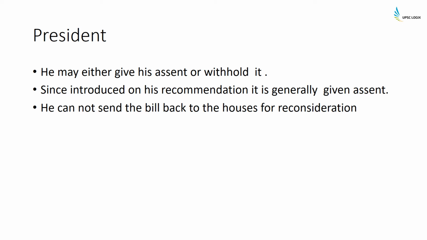Once the bill comes back from the Rajya Sabha to the Lok Sabha, it goes to the President for his approval. Now, since this particular money bill is introduced in the House by the Minister on the recommendation of the President, the President generally gives his approval. In dire circumstances, the President can reject the bill and the bill ends there. He cannot send the bill back to the Houses for reconsideration as in the case of an ordinary bill.